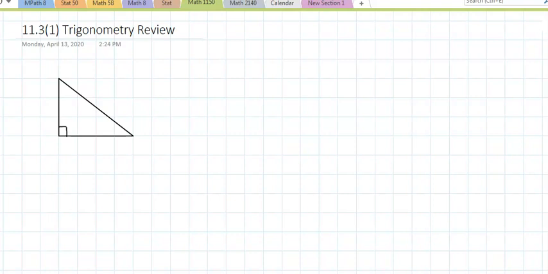Okay, this is 11.3. This is a pre-section on trigonometry, some review really quick for those of you that need it. So given a right triangle, it's a triangle in which one of the angles is 90 degrees. And I'm going to do this quick, hopefully within 15 minutes, review what you normally cover in 3 sections. So I'm going to touch on a few topics, but I'm going to start from the most basic.